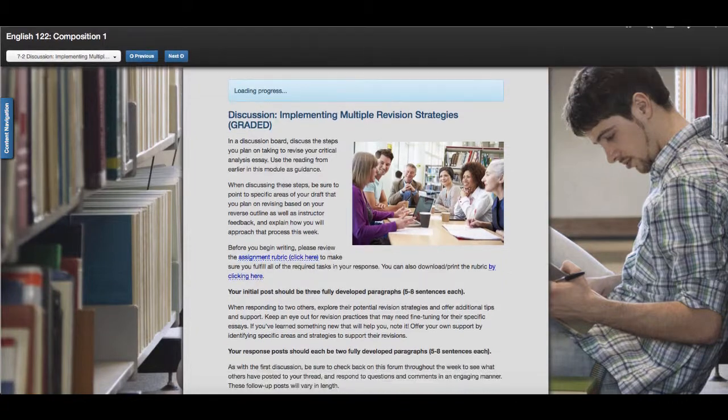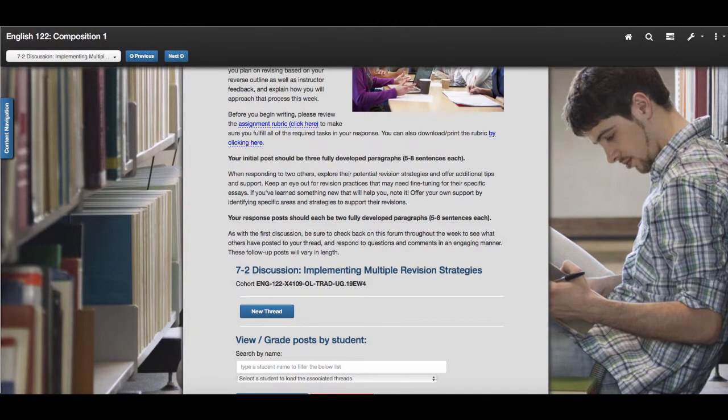When we go to the prompt, we've got several things we have to do here. Your initial post should be 3 fully developed paragraphs that are 5 to 8 sentences each. So this is a very in-depth post. This is not just a very quick, oh, this is what I learned. This is something where you're really going to take some time, and you're going to write several sentences in each paragraph, organized well so that your readers can understand what processes you're going through.